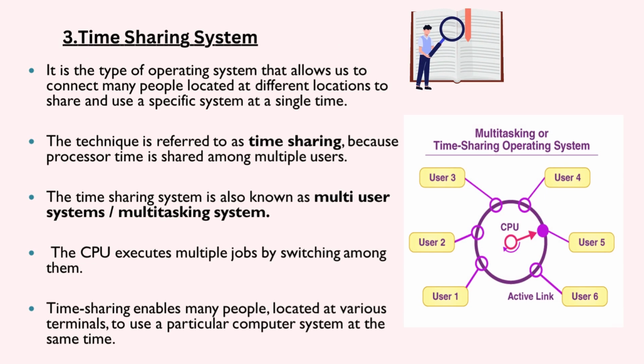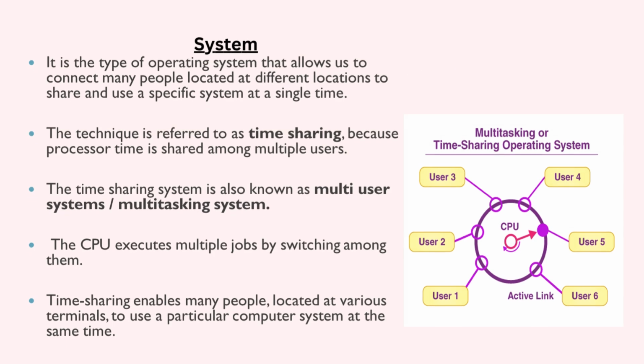Time-sharing system. It is the type of operating system that allows many people located at different locations to share and use a specific system at a single time. The technique is referred to as time-sharing, because processor time is shared among multiple users. The time-sharing system is also known as a multi-user system or multitasking system. The CPU executes multiple jobs by switching among them. Time-sharing enables many people, located at various terminals, to use a particular computer system at the same time.